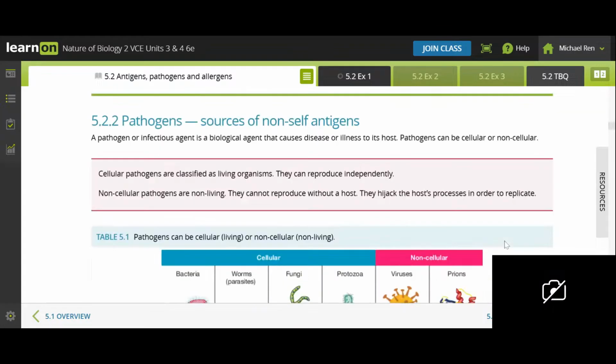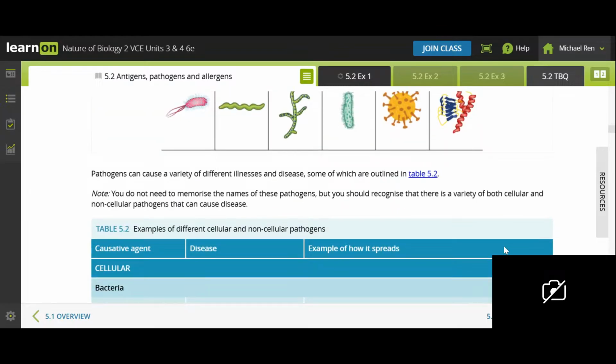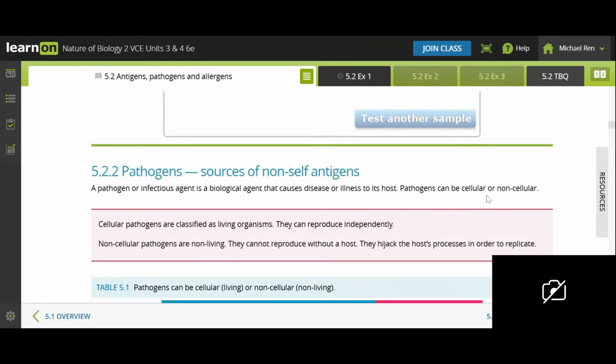Pathogens are simply agents or organisms that cause disease to the body. These can include cellular and non-cellular. Cellular involves bacterial, fungal, parasitical, protozoans. Non-cellular involves prions and viruses.